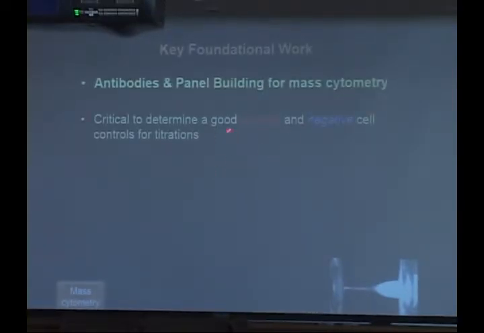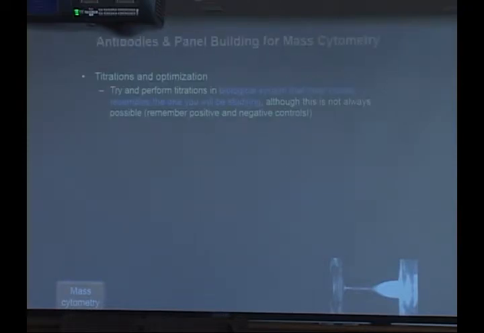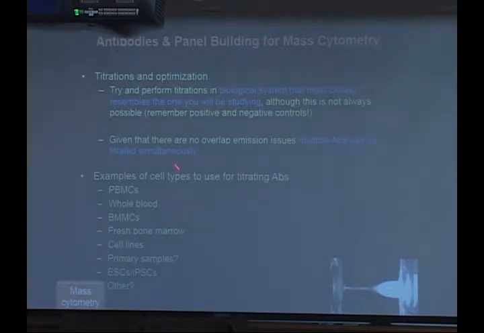again, I cannot emphasize this enough: good positive and negative cell controls. You have to get the optimal signal-to-noise ratio. And again, perform the titrations in biological systems that most closely resemble the one you are studying. You can use multiple antibodies at the same time because there's no fluorescence overlap. And these are examples of some of the cell types that you could use for titrating the antibodies. I put a question mark on primary samples. You probably don't want to do that.